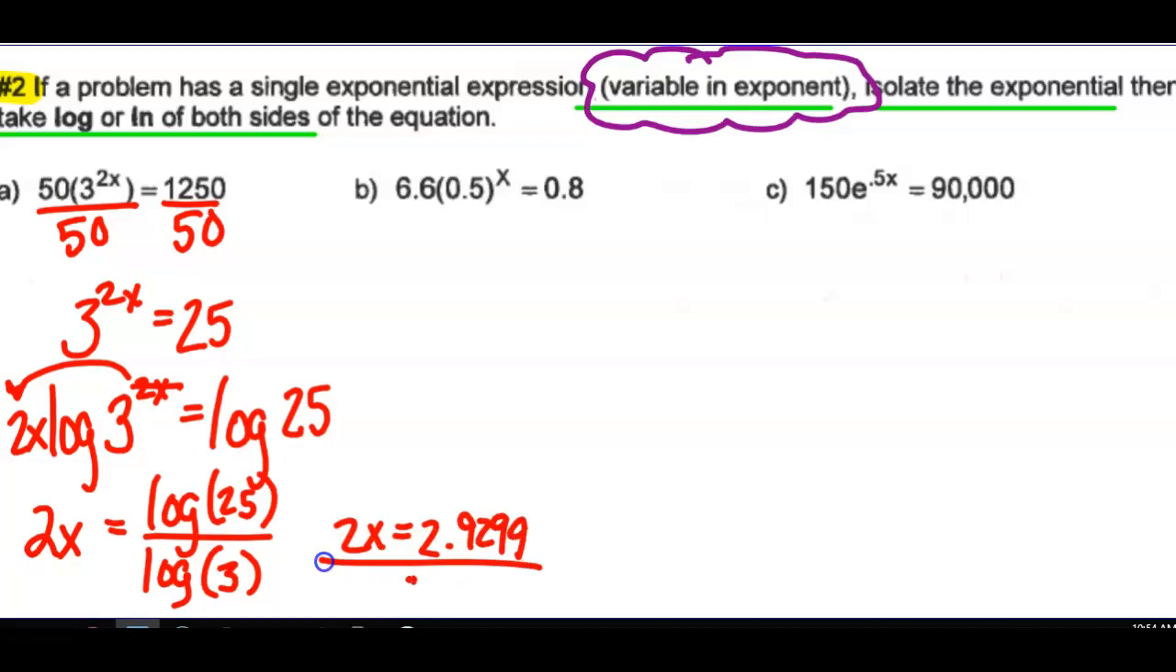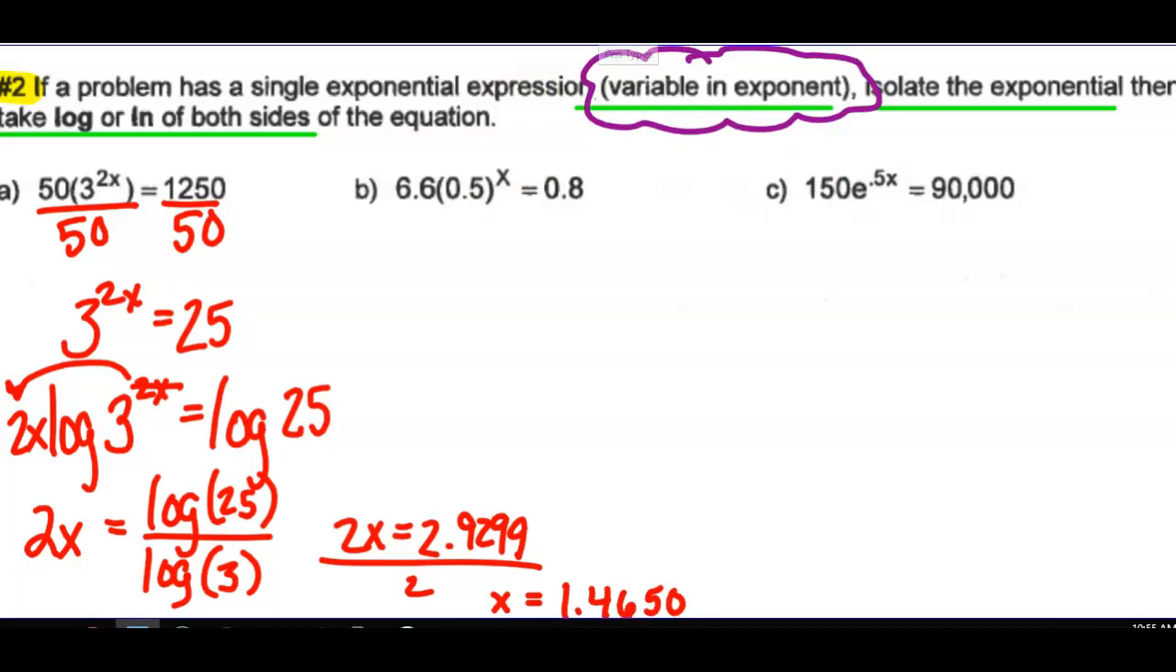And then when I divide everything by 2, I get x equals 1.46497, or 1.4650. And if I plug that back in here, if I type 50 times 2 to the power of, oh, it was 3. 3 to the power of 2 times 1.4650, I get 1250.07, very close. Okay?